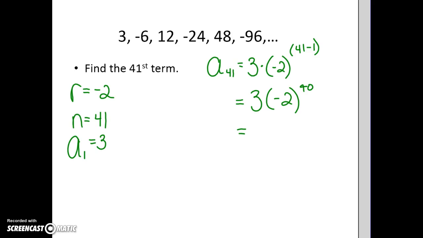Use your ACT approved calculator. This number is so large that your calculator actually puts the answer in scientific notation. So in scientific notation, the answer is 3.2985, and I'm going to stop there, times 10 to the 12th power, because this number is gigantic.